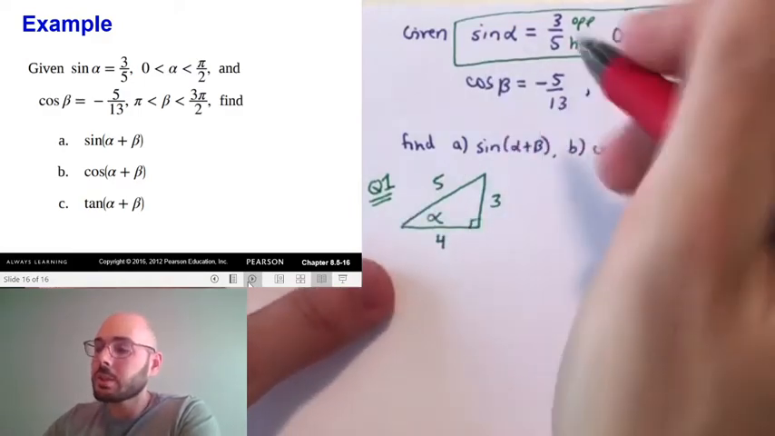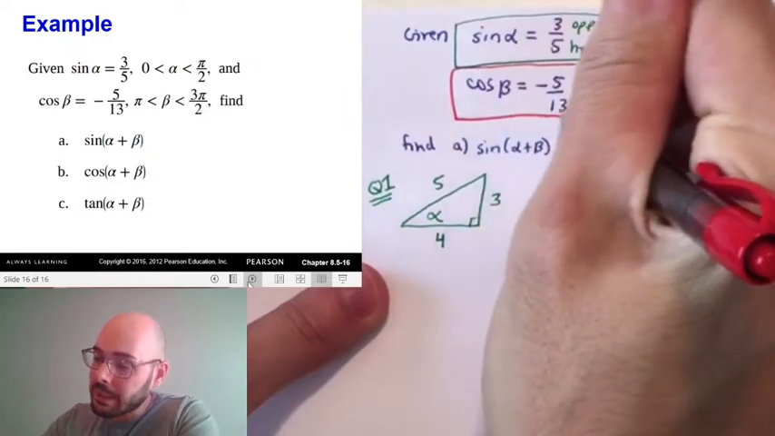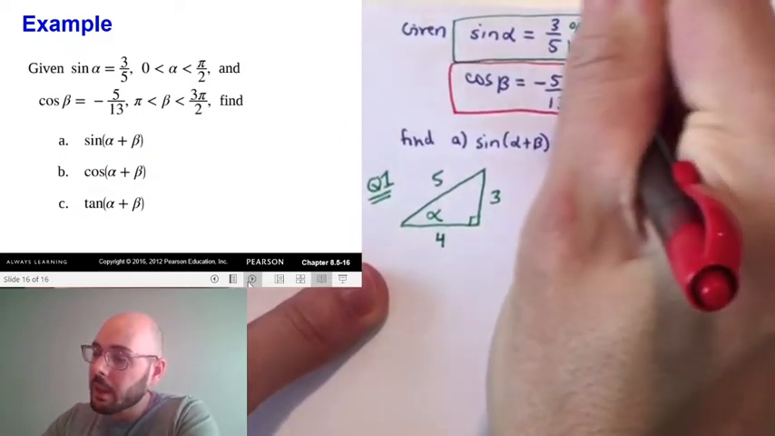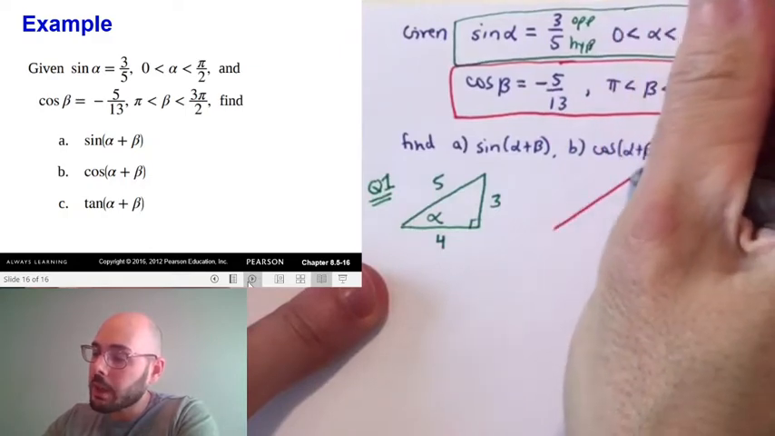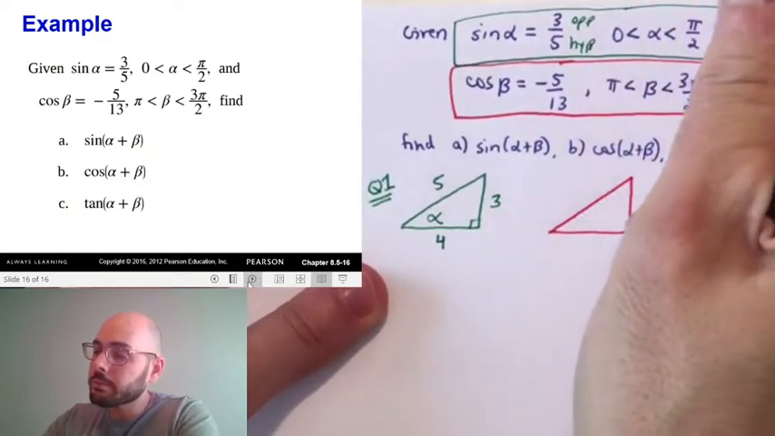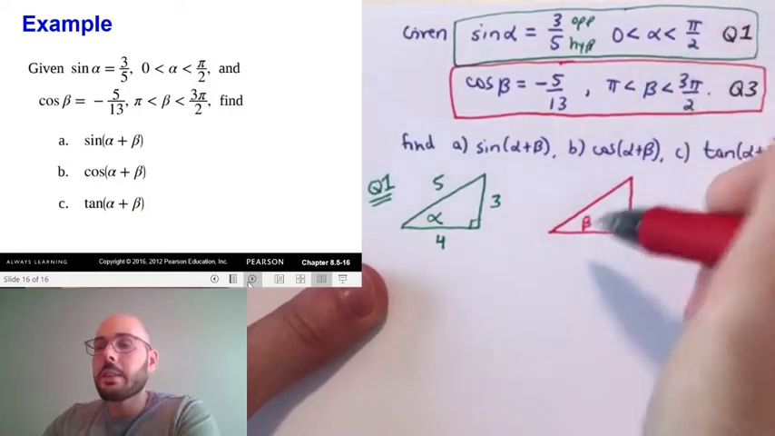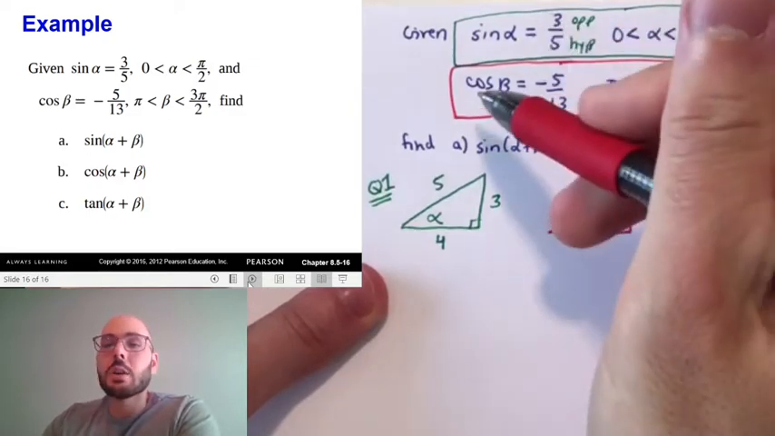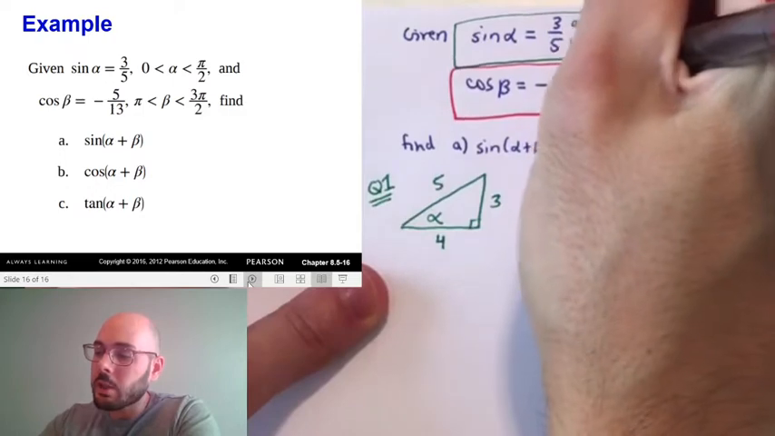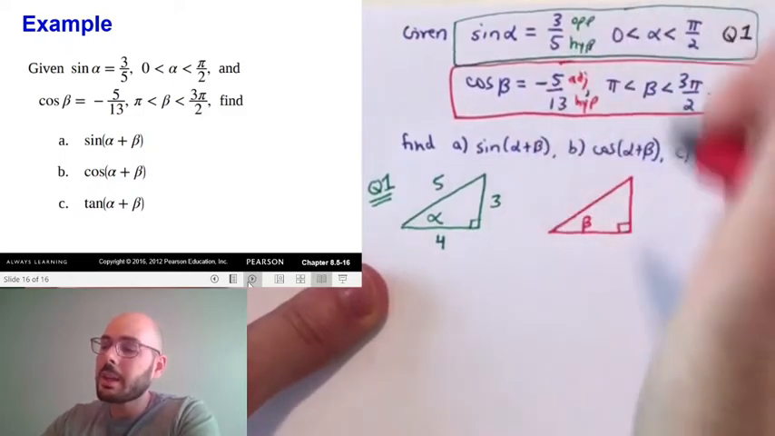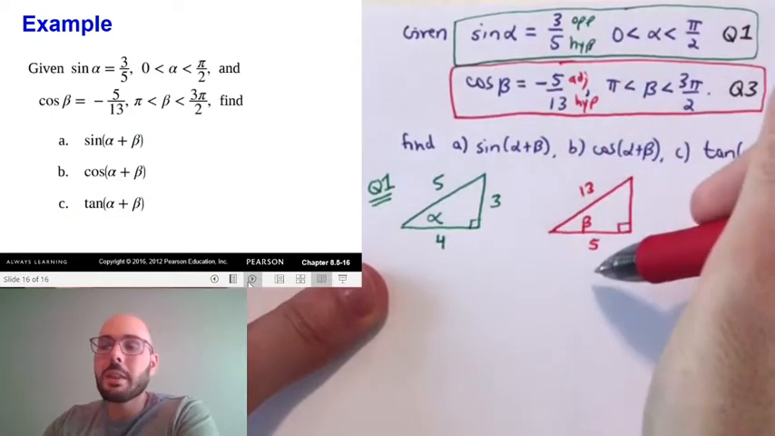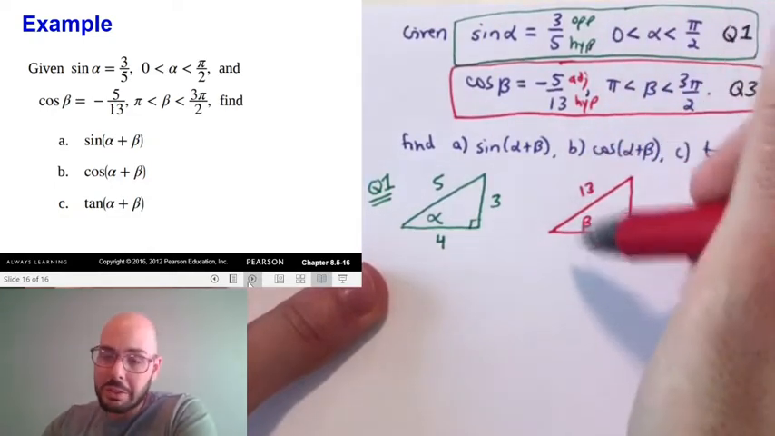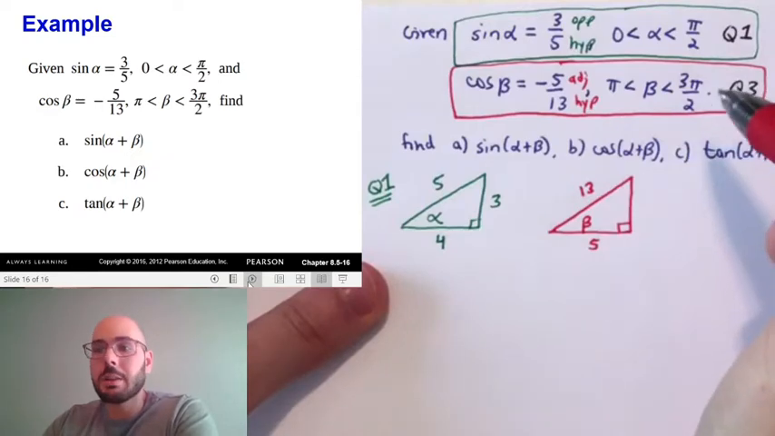Okay, so let's do a totally separate triangle for beta. So I'm going to create a totally separate beta triangle. So there's my triangle. There's the angle beta. And now cosine, which is adjacent over hypotenuse, is negative 5 over 13. I never mark them as negatives. If you want to, you can, but I let the quadrant tell me. That's the whole point of them giving us this information.